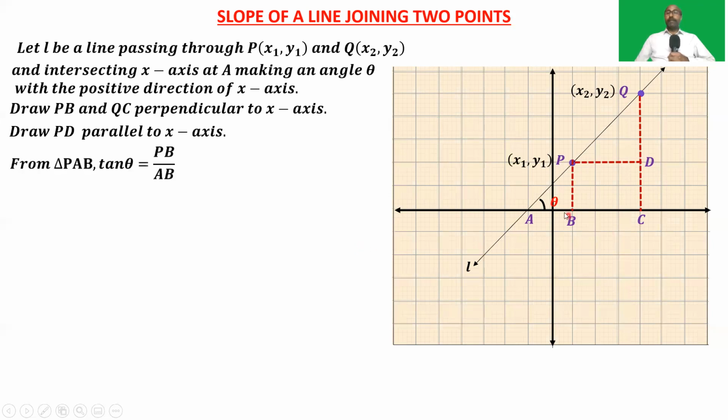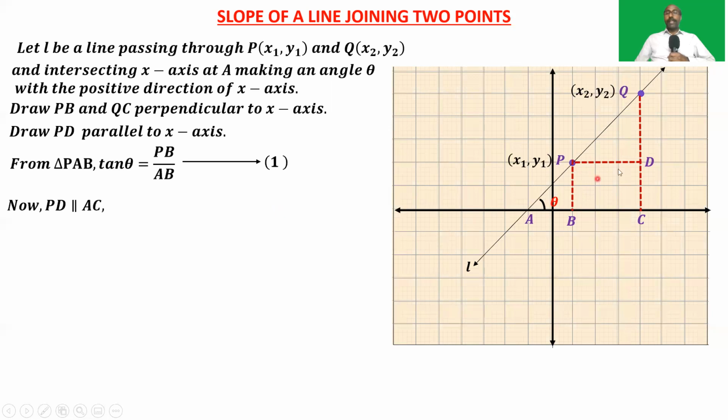So from triangle APB, we know from trigonometry that tan theta is equal to the side opposite to theta by the side adjacent to theta. That is, here tan theta is equal to PB by AB. Take it as equation 1.